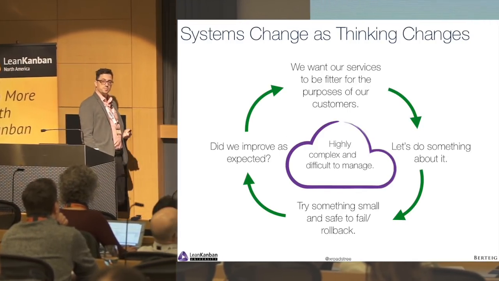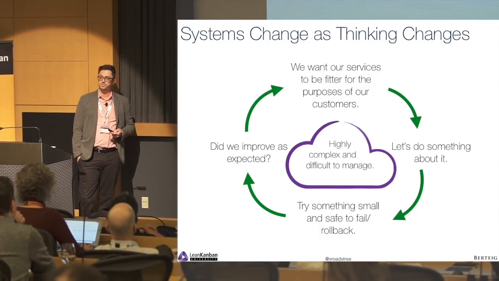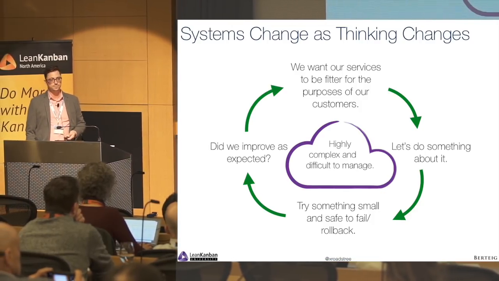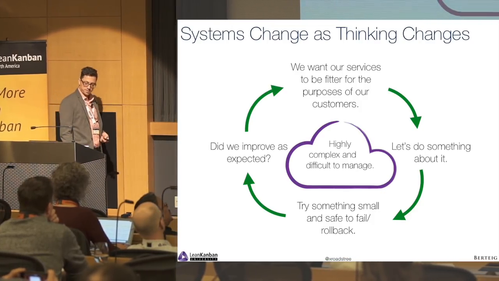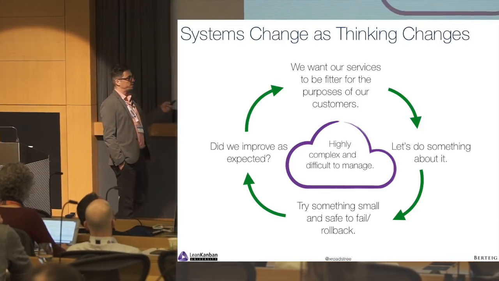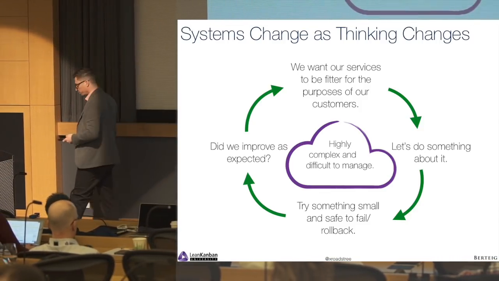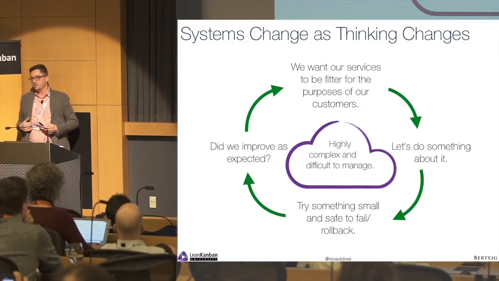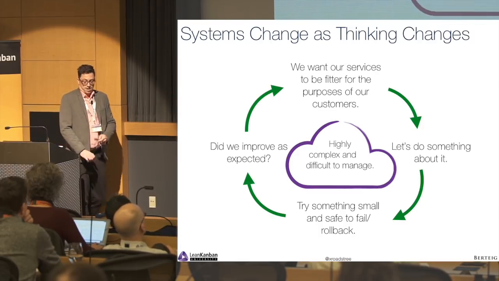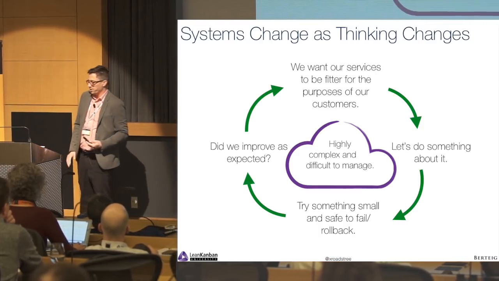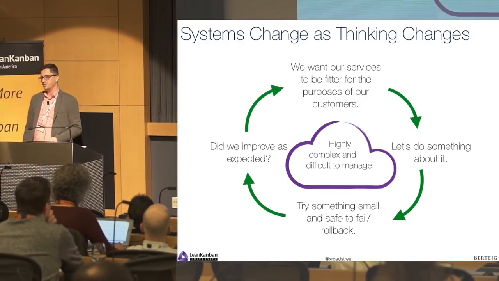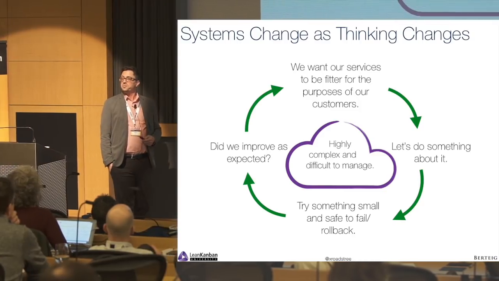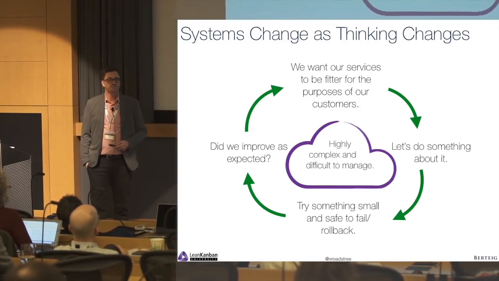And then systems change, right? Systems change as thinking changes. So we've got this highly complex and difficult to manage, whatever it is, service, system, whatever you want to call it. Okay, so maybe we still have this initial problem with our customers, but we don't have to get caught in the same feedback loop. We can just start by saying we need to do something about it, right?